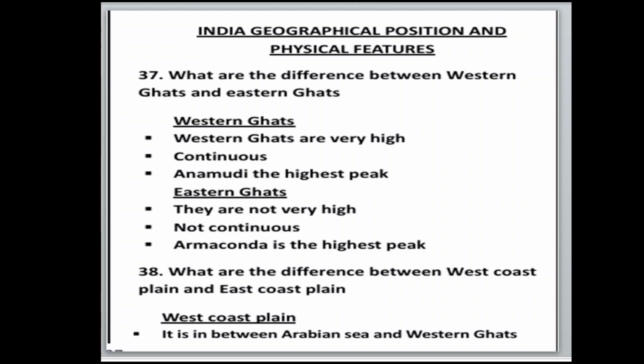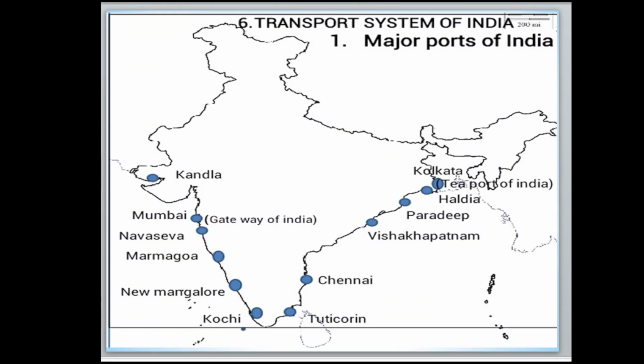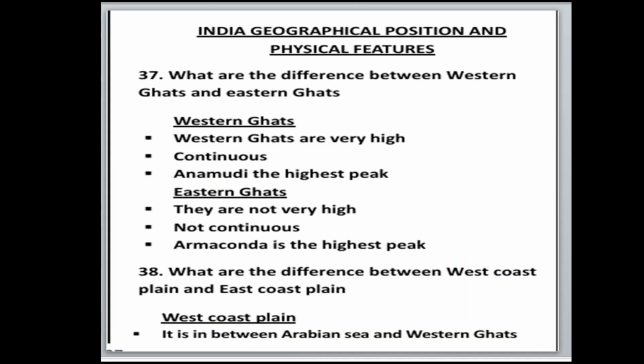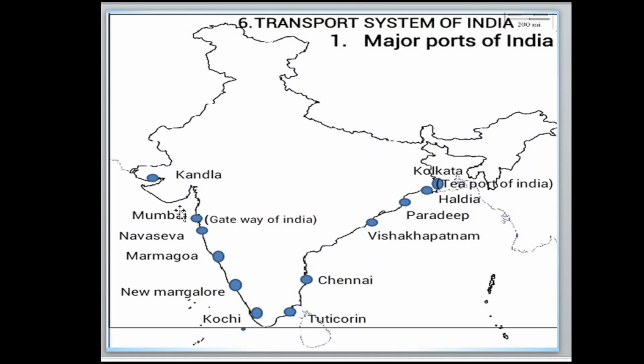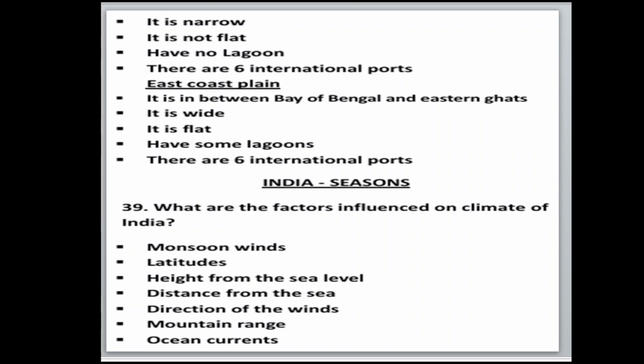What are the differences between Western Coast Plain and Eastern Coast Plain? Western Coast Plain is between the Arabian Sea and the Western Ghats. Here it is, the India map. This side you have the Arabian Sea and here you have the Western Ghats. Between them, from Gujarat to Tamil Nadu, we have the Western Coast. It is narrow, it is not flat, and has no lagoons. There are 6 international ports here: 1, 2, 3, 4, 5, 6.